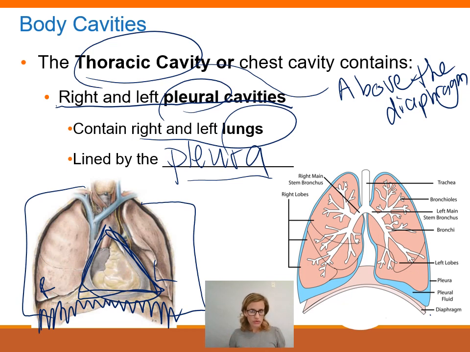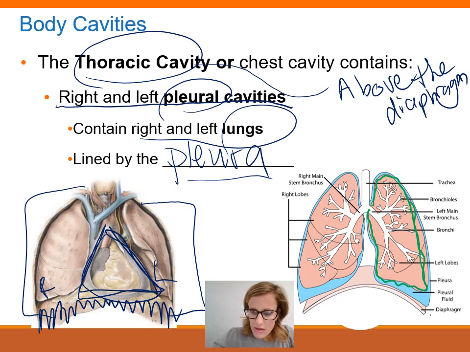There's a visceral layer that's actually on the lungs, and then there's a parietal layer, or an outer layer, that's lining the actual body wall. So let's look at the way that those work. The visceral pleura, again, is the layer that's actually on the surface of the lungs. Forgive my terrible drawing, but this is supposed to be lining the lungs.